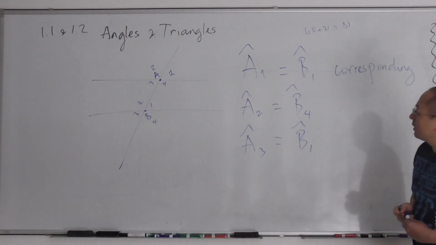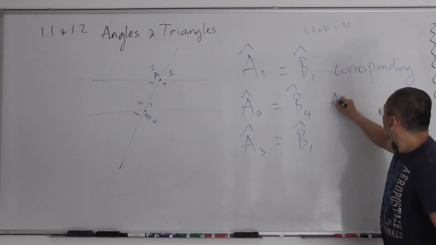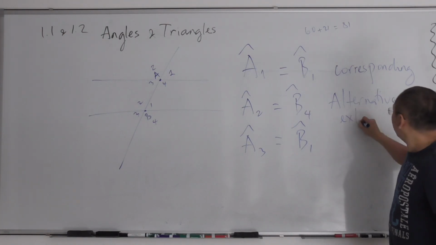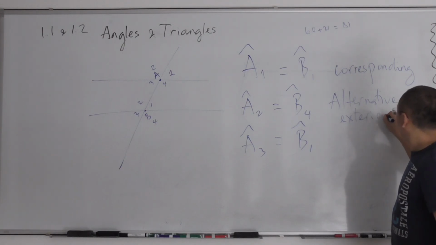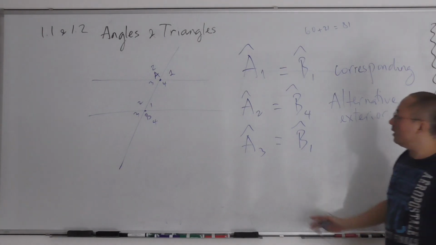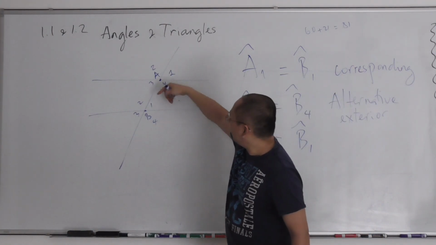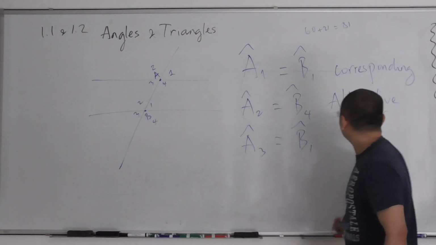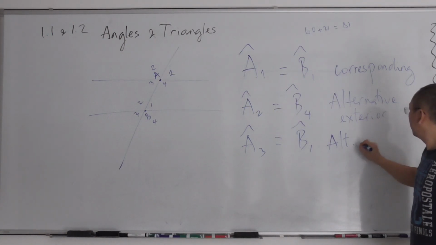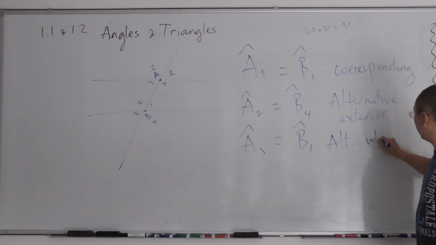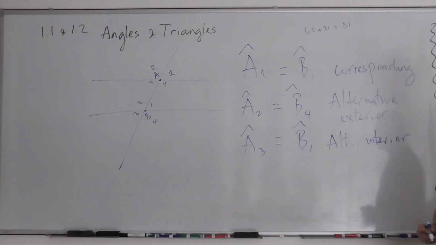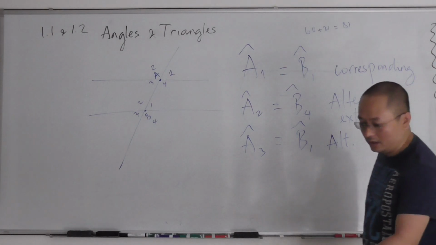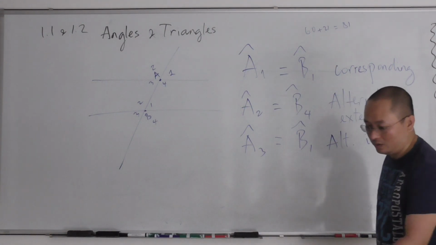We call them alternate exterior angles. And of course, similarly, A3 and B1 are in between the two lines, and they're alternating because they're on opposite sides of the third line. So, alternate interior angles. And they have the same measurement. Pretty intuitive, so it shouldn't be too hard.